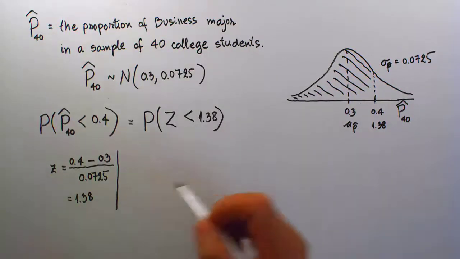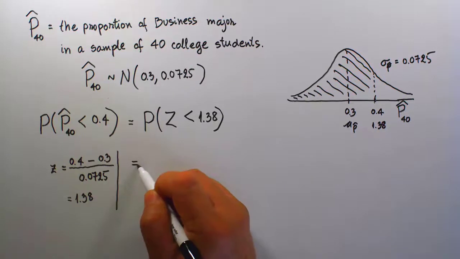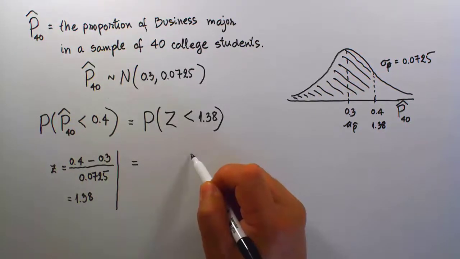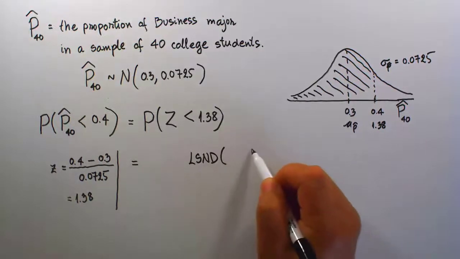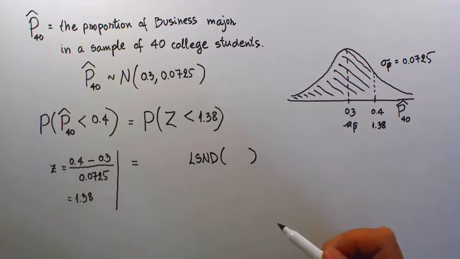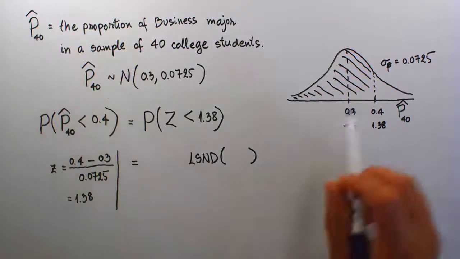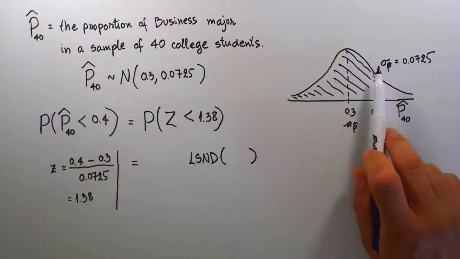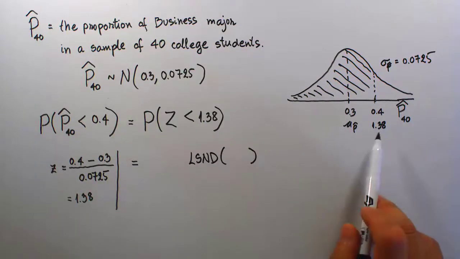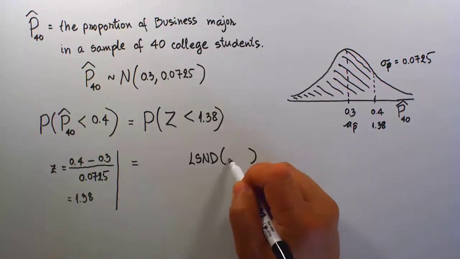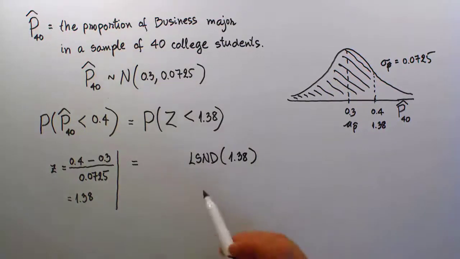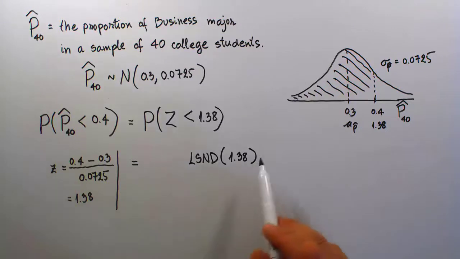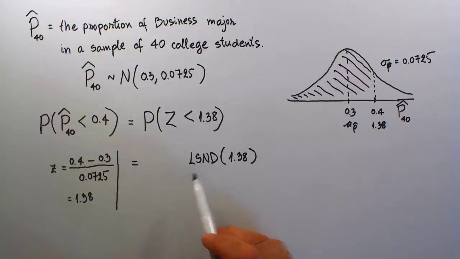Now to find the answer, all I do is run my LSND program, or any equivalent software program, aiming for finding the area shaded to the left-hand side of where our z-score is. With our found z-score being 1.38, and since the left area is also the area we're looking for, we are ready to find our final answer.